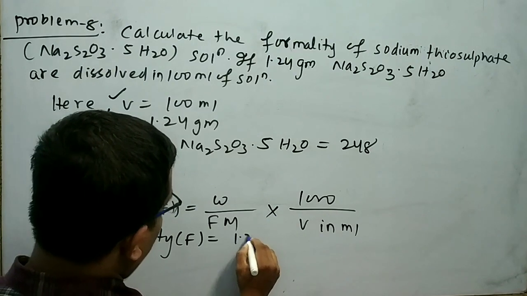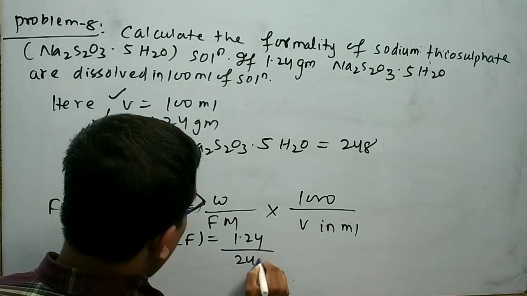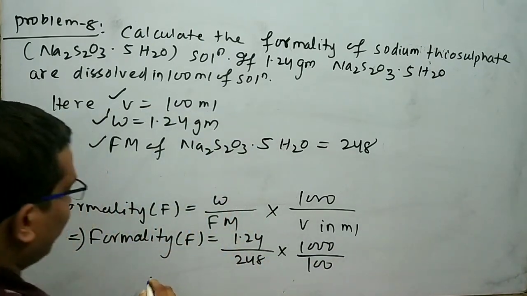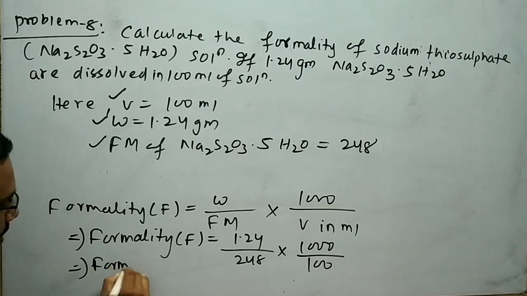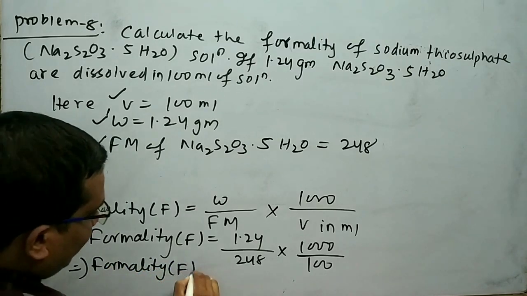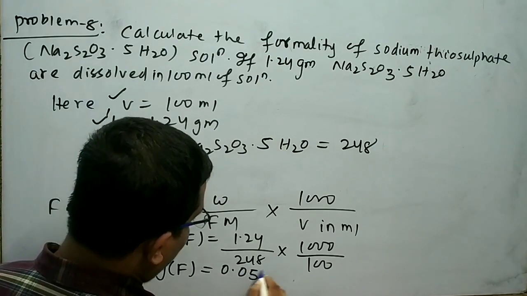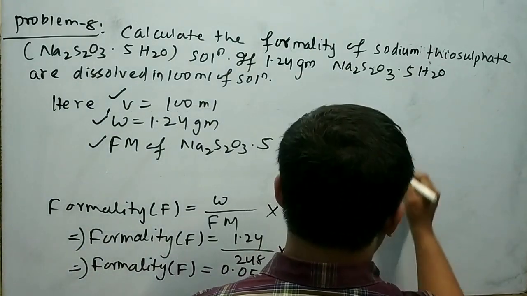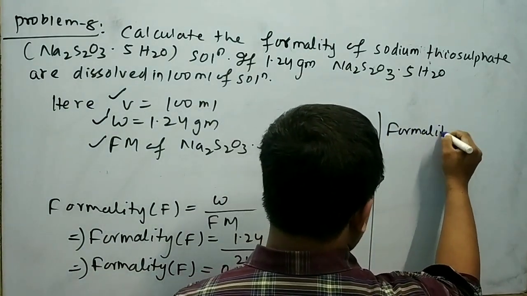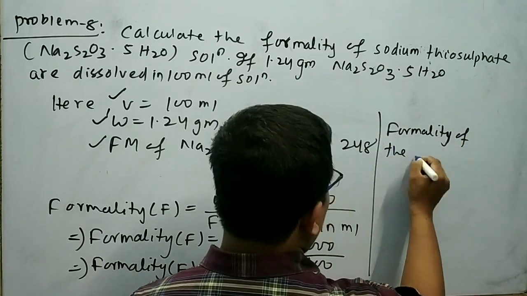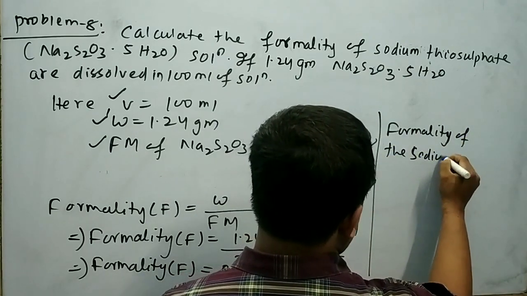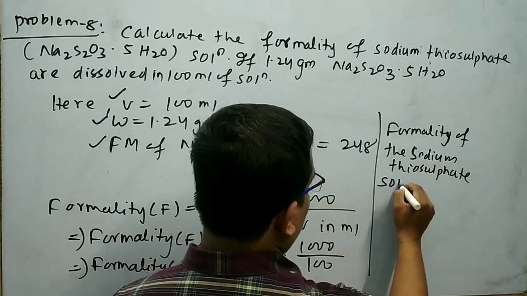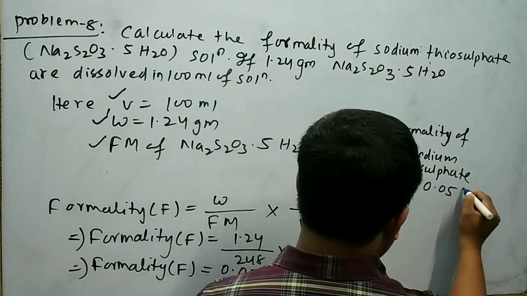Now put the value of V, W, formula mass in this relation, then I can write formality F equal to 1.24 divided by 248 into 1000 divided by 100. By solving, I can write formality F equal to 0.05 F. Our question find out the formality of the solution. So we can write formality of the sodium thiosulfate solution equal to 0.05 F.